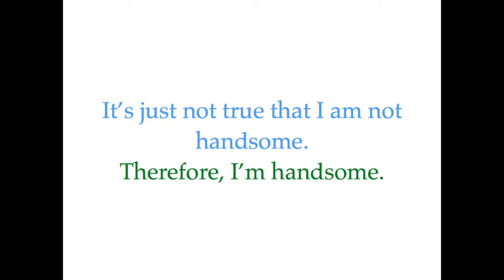But the premise does entail the conclusion. This is a valid argument. And to see why, just pretend that the conclusion is false. If the conclusion is false, I'm not handsome. Now look at the premise. The premise says that's not true. So if the conclusion is false, the premise has to be false. That means this is a valid argument. And this argument is actually going to be our example for the next inference rule I give you.